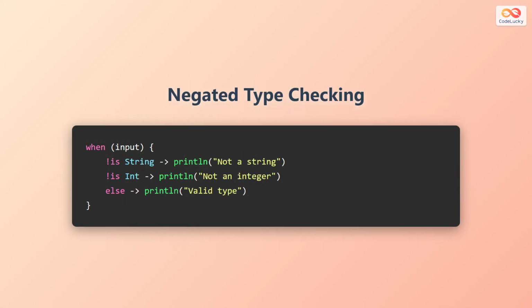Just like ranges, you can negate type checks using !is. This checks if a variable is not a certain type. If the input is not a String, we print not a string. If it's not an Int, we print not an integer. The else branch handles cases where the input matches one of the checked types. This is helpful when you want to filter out specific types.